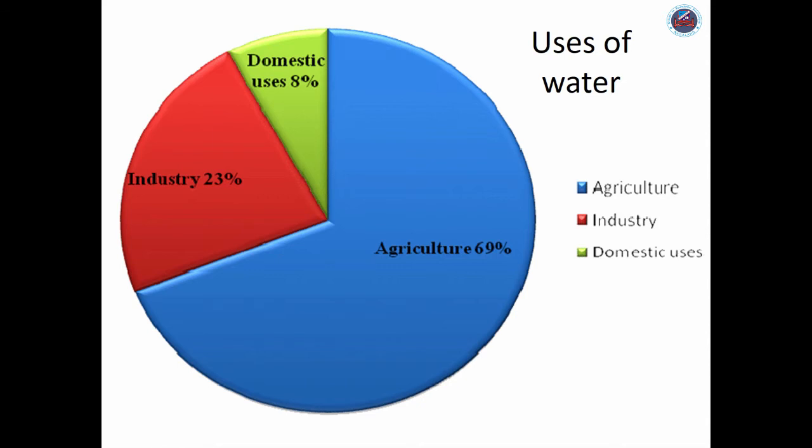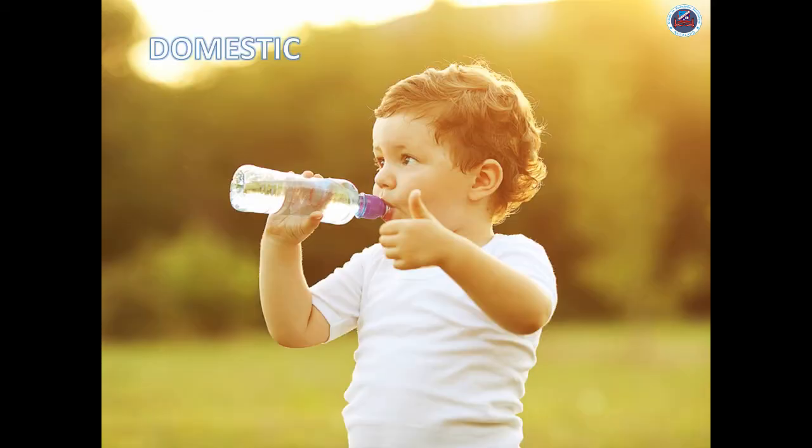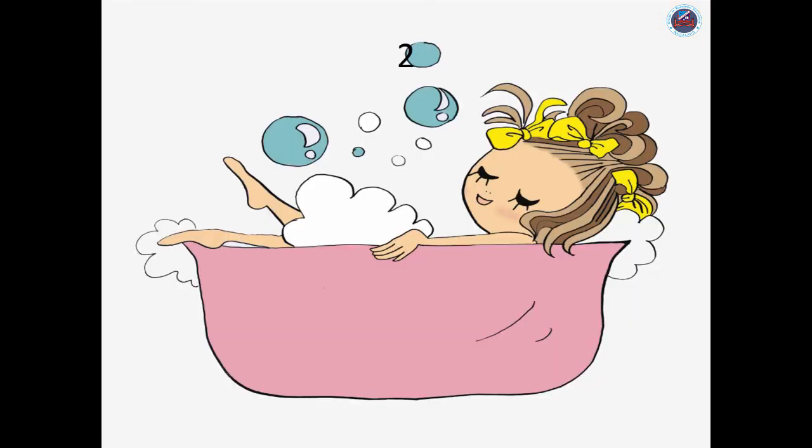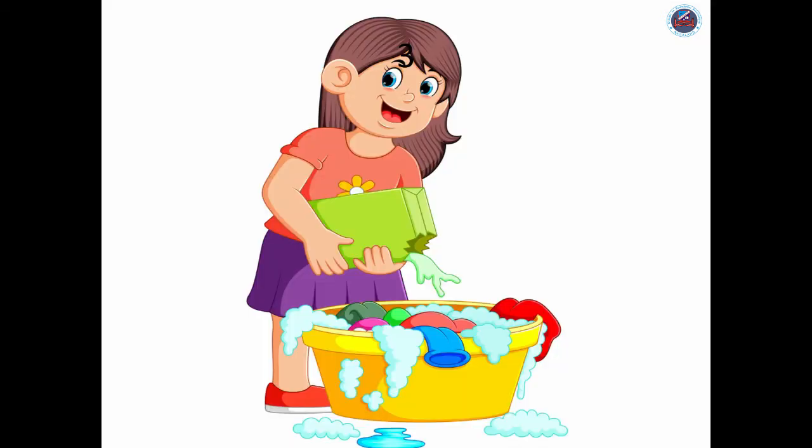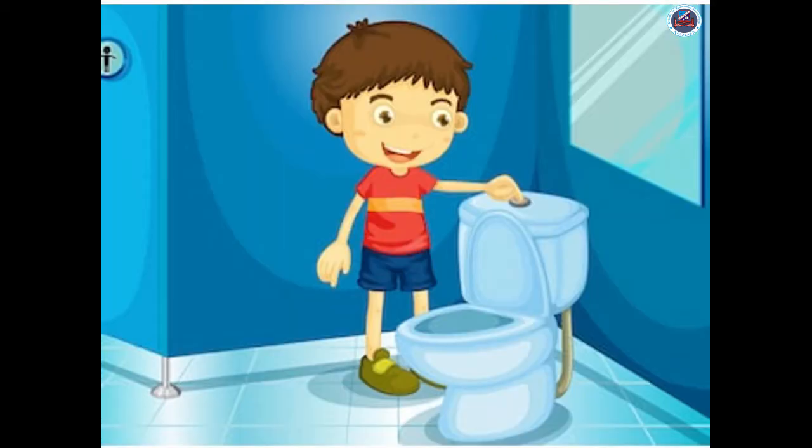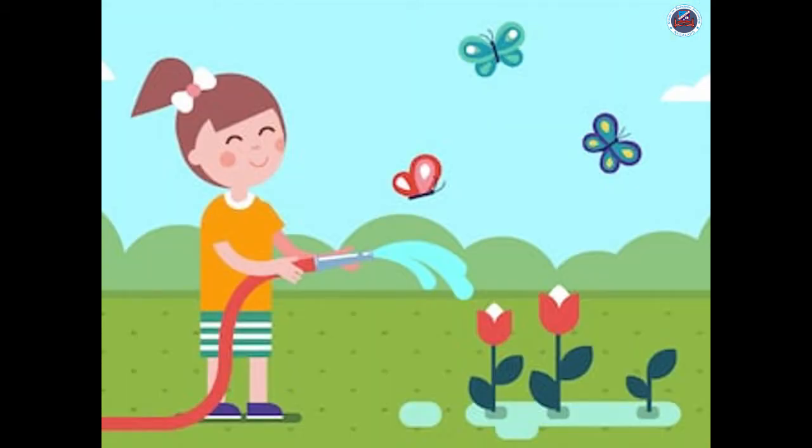Uses of water can be divided mainly into three categories, that is, domestic, agriculture, and industry. Domestic water use includes indoor and outdoor uses at residences and includes uses such as drinking, food preparation, bathing, washing clothes and dishes, flushing toilets, watering lawns and gardens, and also maintaining pools.